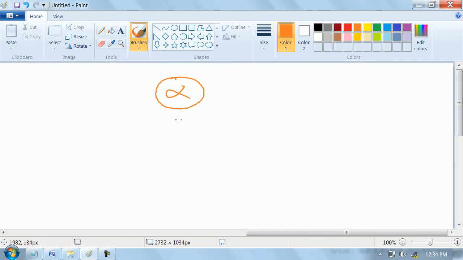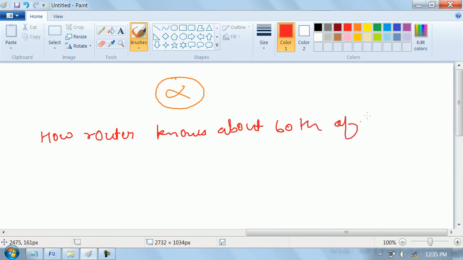This is a router. Agree? Now, the next question is, how does the router know about both of the networks? Router pata kaise lagayega dono networks ke bare mein? Agree or not? Question hi aayega. This will be the question: how will the router get to know about both of the networks? Agree? This will be the question.